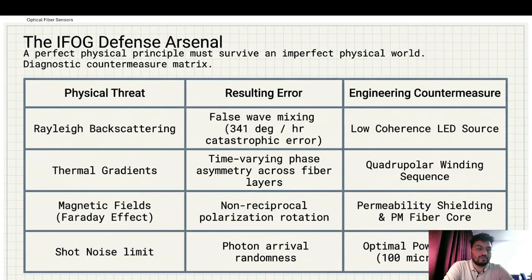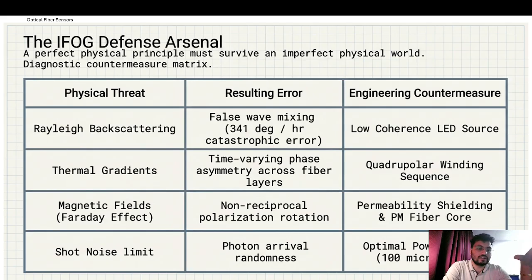Then this gyroscope has the defense ensemble, which contains these parameters. A perfect physical principle must survive an aircraft physical world diagnostic countermeasure matrix. So the thing is, the physical threat, whatever they are, then the resulting error associated with that, and then the engineering countermeasure to the physical threat.